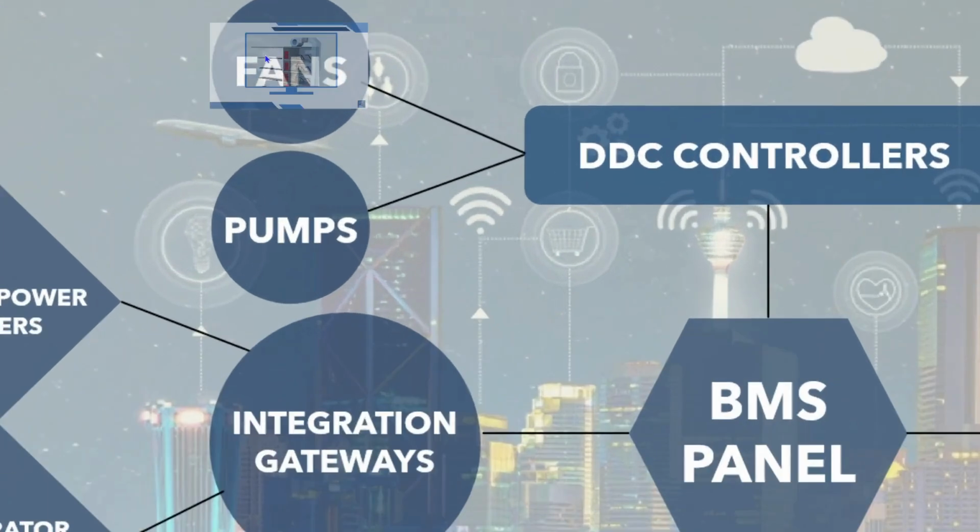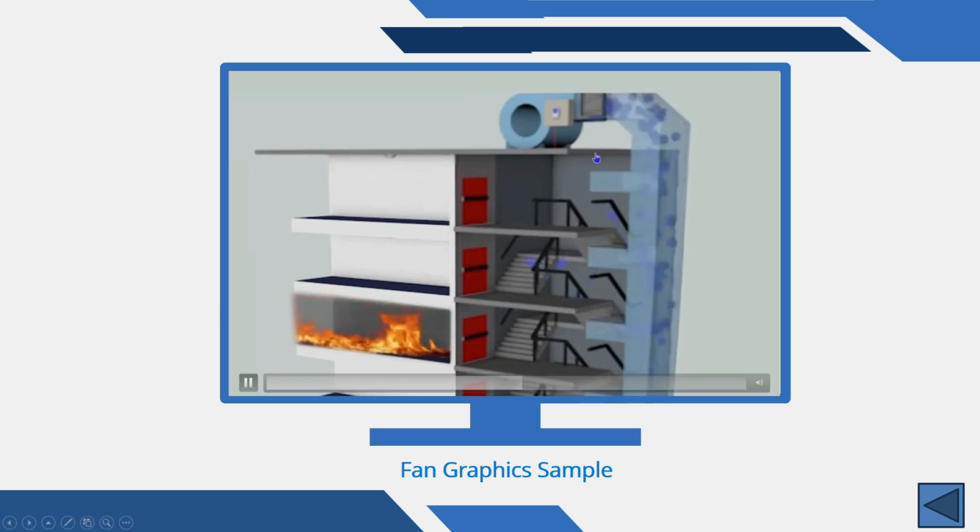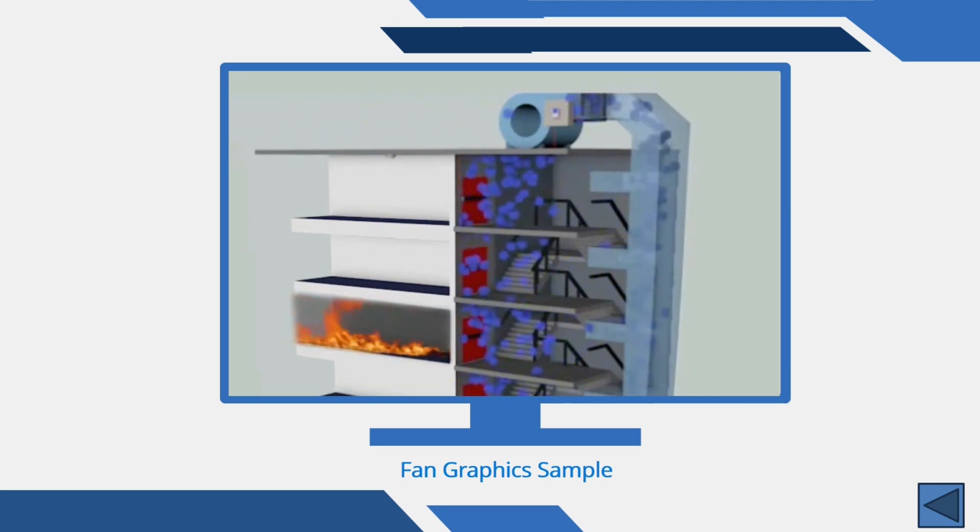Let's start with fans, and please focus on this example due to its importance. Here is a video showing how a pressurization fan works during a fire. For your information, the blue circles represent the air. As you can see, the fan starts working when the fire begins.